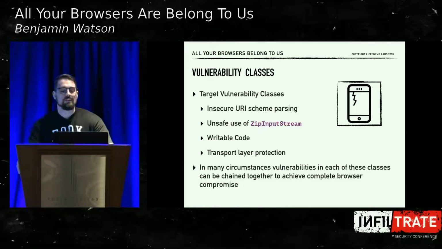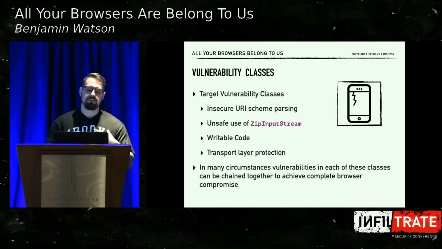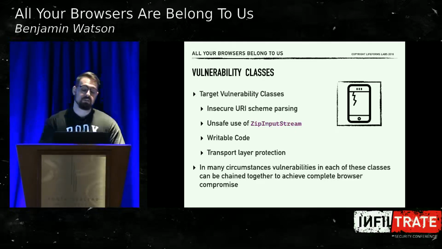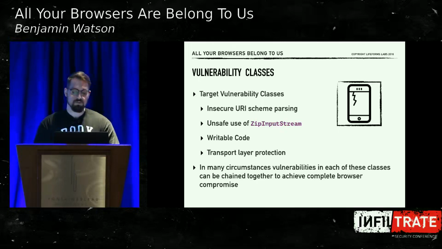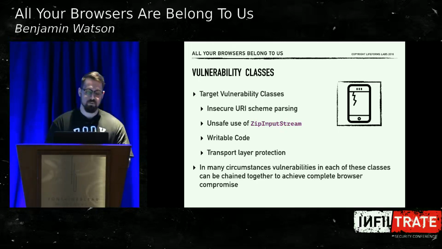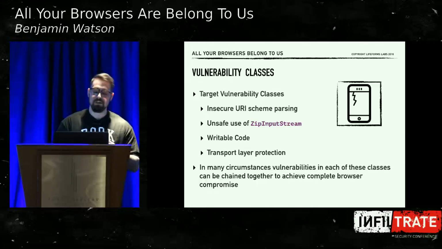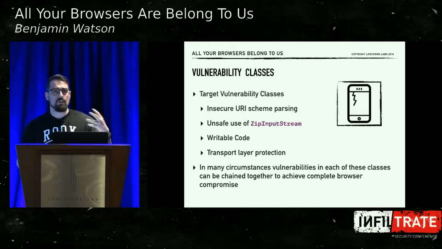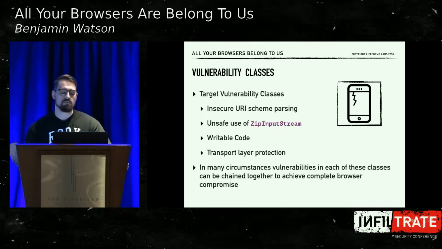So some of the vulnerability classes that we'll be talking about, and these are by no means anything that I particularly came up with. These are just kind of things to describe the vulnerabilities that I think are really interesting in Android web browsers. The first one is going to be talking about insecure URI scheme parsing. Now, this could apply to any URI, such as a custom URI or anything that meets that RFC standard, but specifically we'll be talking about the intent URI scheme, which is very specific to Android itself.